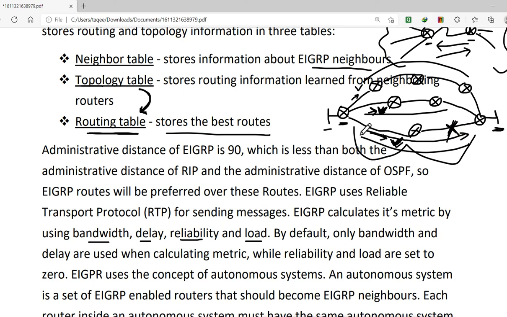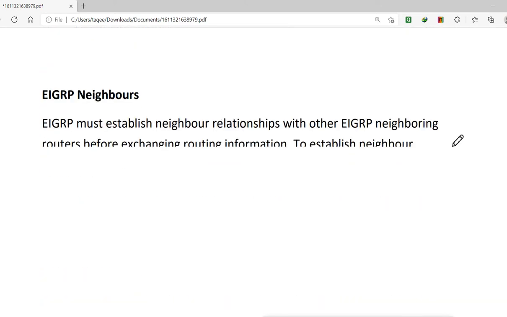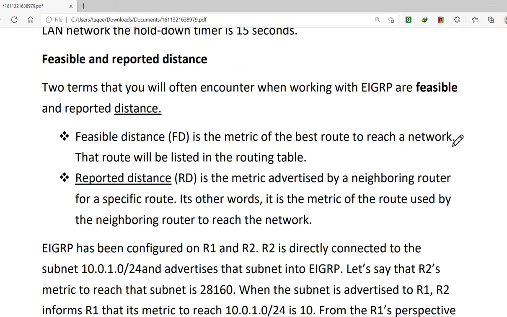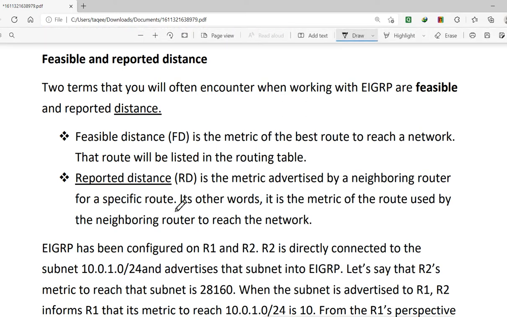So this is the feasible distance. It is the distance to go from this network to this network, and this is the feasible distance. This distance, which we put into the routing table, is called the feasible distance. Then the reported distance is the metric advertised by the neighbor router for a specific route. In other words, it is the metric of the route used by the neighboring router to reach the network.